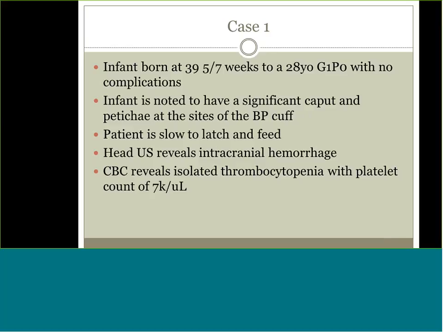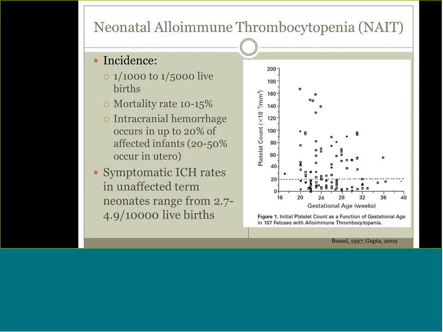So for me, the intracranial hemorrhage very early on in life, these other signs of bleeding, this CBC that shows the isolated thrombocytopenia, this is NAIT, neonatal alloimmune thrombocytopenia, or fetal neonatal alloimmune thrombocytopenia. It occurs in 1 in 1,000 to 1 in 5,000-ish live births. It has a fairly significant mortality rate, and much of that mortality is related to intracranial hemorrhage, which occurs in about 20% of these kids. And of those, 20 to 50% occur in utero. And this is probably where those beautiful MRIs that you were showing can pick that up.